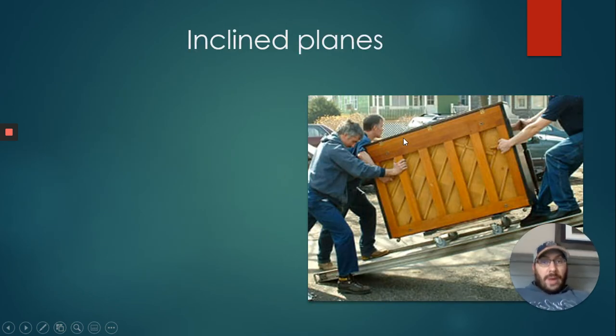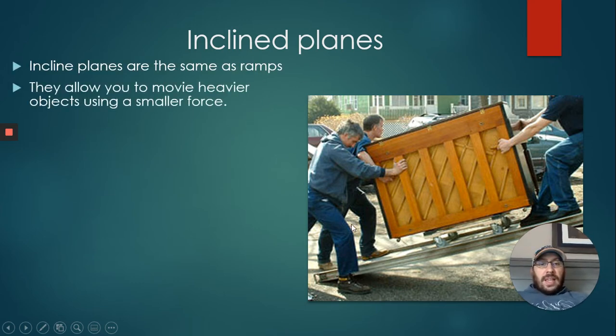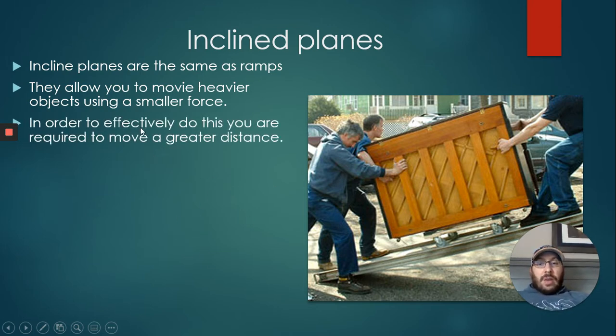Inclined planes or ramps are another simple machine that we saw in the lab, and that's all they are. They're just ramps, and they allow us to move heavy objects using a smaller force. And we saw this in our lab. It only took 2 newtons to move the 1 kilogram mass up 10 centimeters. Okay. In order to effectively do this, unfortunately, though, the big disadvantage is you have to move a greater distance.